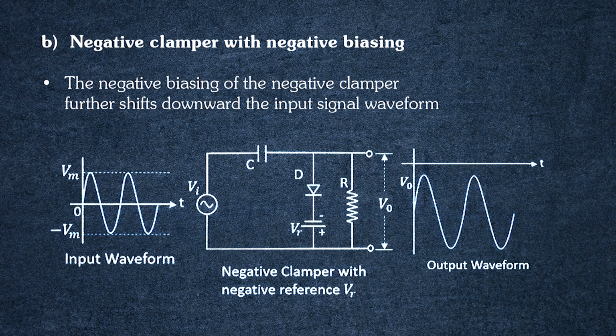So, to form a negative clamper with negative biasing, an external voltage source, or simply a battery, is connected in such a way that the negative of the battery is connected to the N side of the diode, which forms a negative biasing for the negative clamper. The input waveform and the output waveform are shown in the figure along with the circuit diagram of the negative clamper. So, the negative biasing of the negative clamper further shifts the input signal waveform downward.